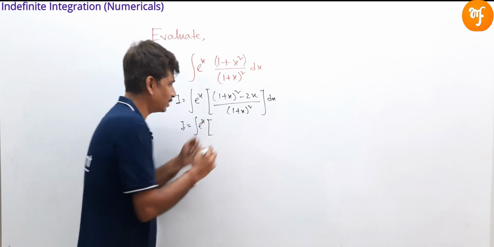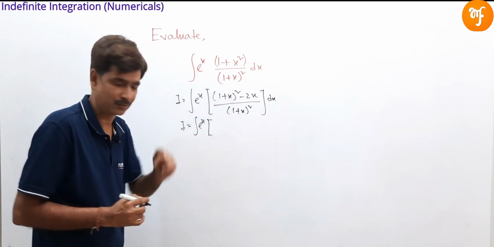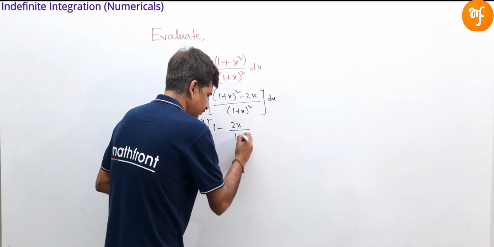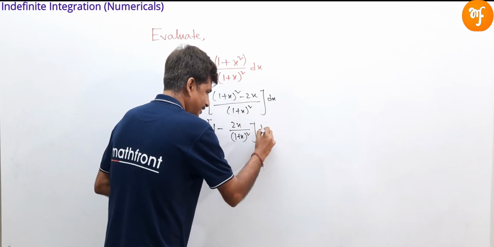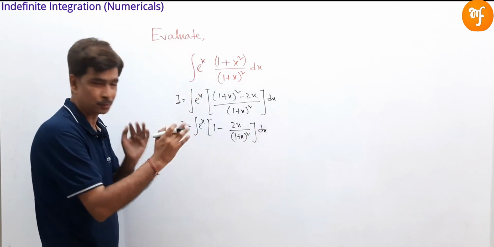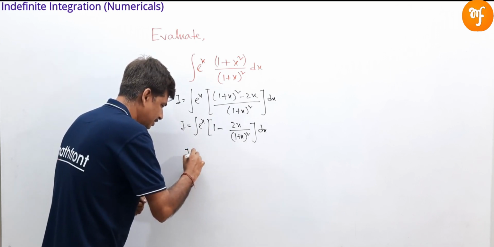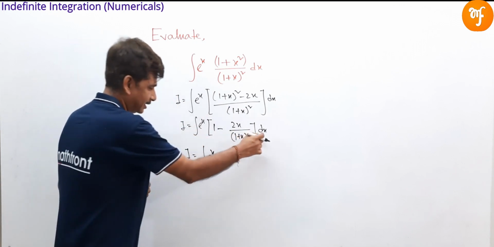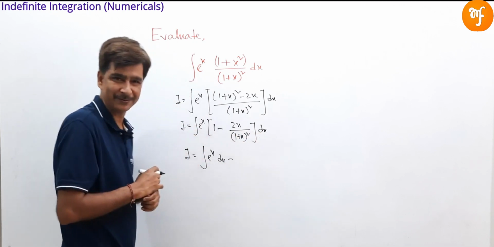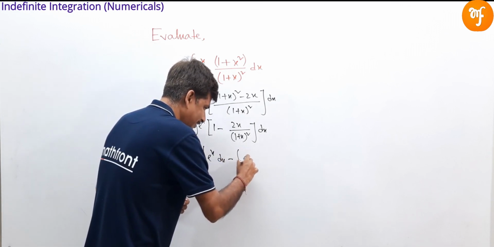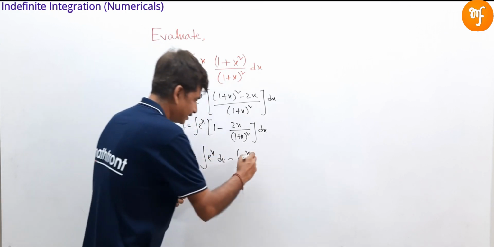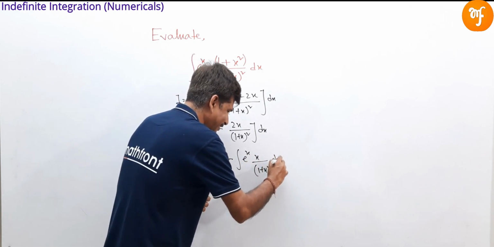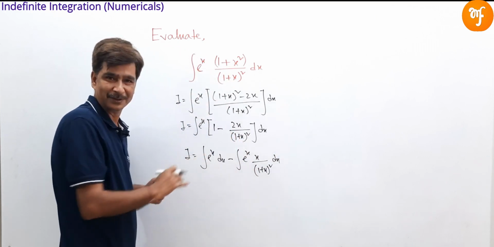Now we can write I as the integral of e^x [(1 + x)^2/(1 + x)^2 - 2x/(1 + x)^2] dx. Okay, now splitting into two integrations. So I is equal to the integral of e^x into 1, that is e^x dx, minus the integral of e^x into x divided by (1 + x)^2 dx. Okay, and put the 2 outside of this integration.